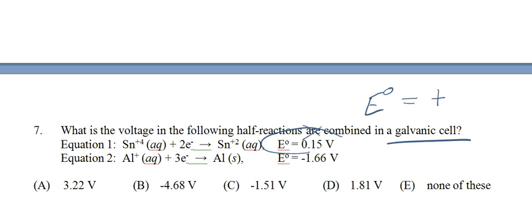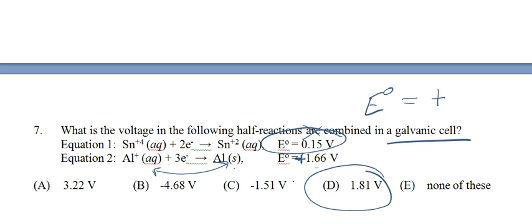Well, we already have one that's a positive voltage as a reduction. The other one's a negative value as a reduction. That's the one that we're going to flip, and we're going to make aluminum oxidized, therefore it'll make that a positive value. So that would give us a positive, 1.81.